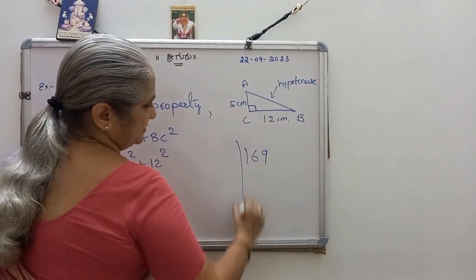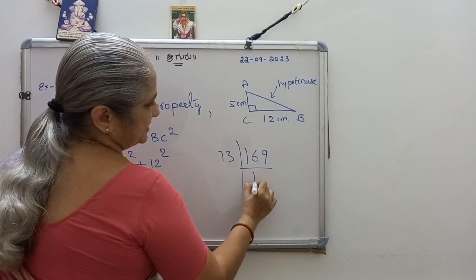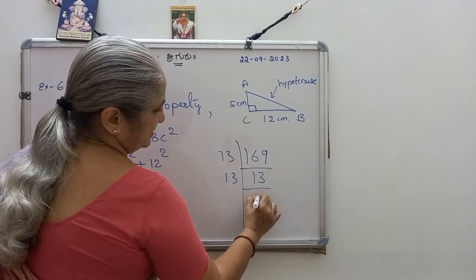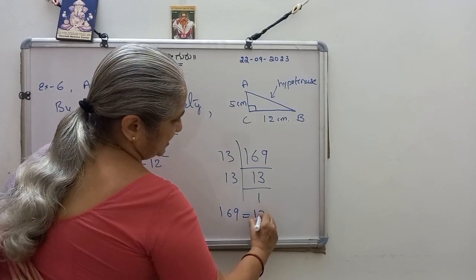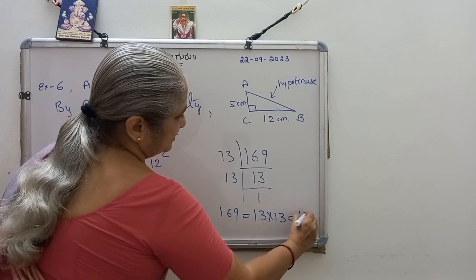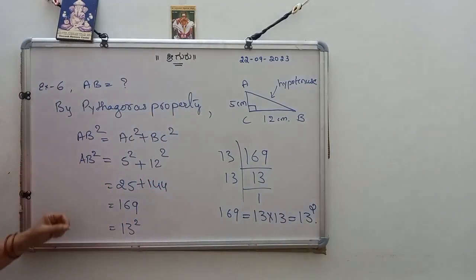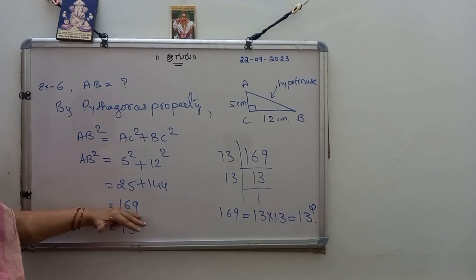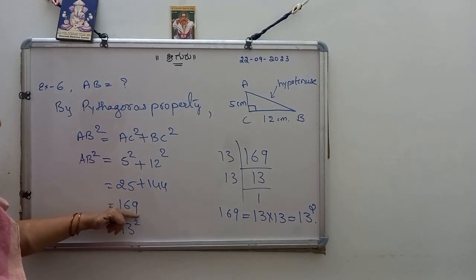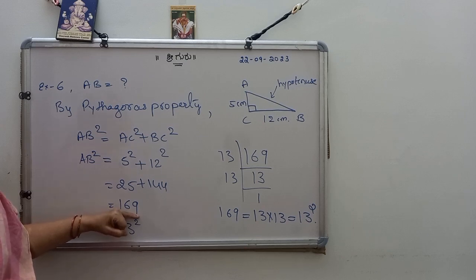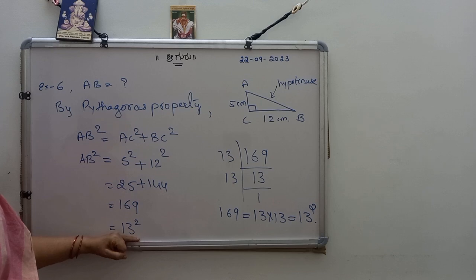By finding the prime factors, 13 ones are 13, 13 threes are 39. So 169 is equal to 13 into 13. This is equal to 13 square. When we have 169 as the sum of squares of the legs of the right angle triangle, we should be able to find the prime factors of 169 in such a way that if you multiply those two factors, you get 169 and you are able to write it as 13 square.